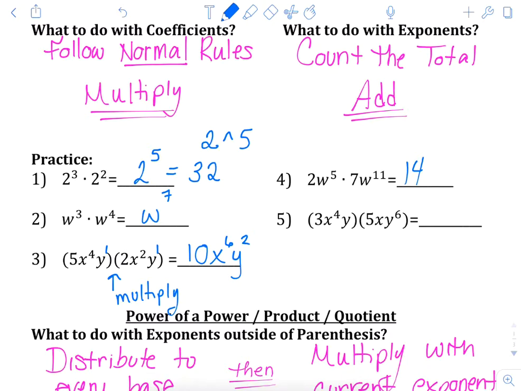The W's do have exponents. So W, I need to know how many total exponents there are. 5 W's on the first section, 11 on the second. That makes W to the 16th. I add them together to make the total.